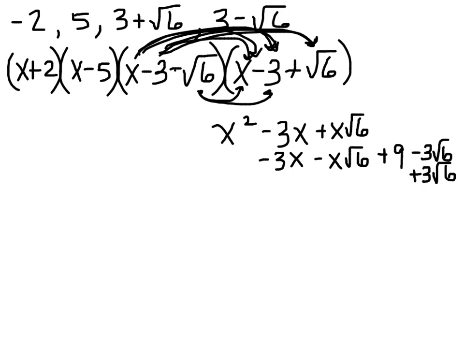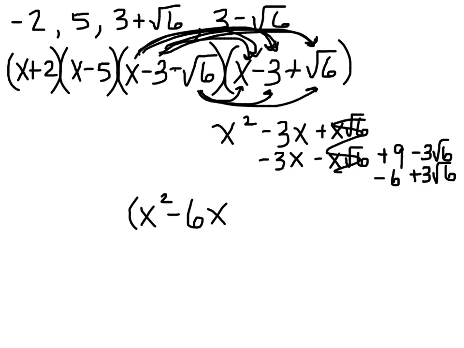And then here comes the hard one for most people. What's negative root 6 times positive root 6? Negative 6. Because that would be the square root of 36. And what is the square root of 36? 6. Now, when I combine like terms on that, I get x squared. What's negative 3 minus 3? Negative 6. That cancels. What's 9 minus 6? 3. And then this cancels.